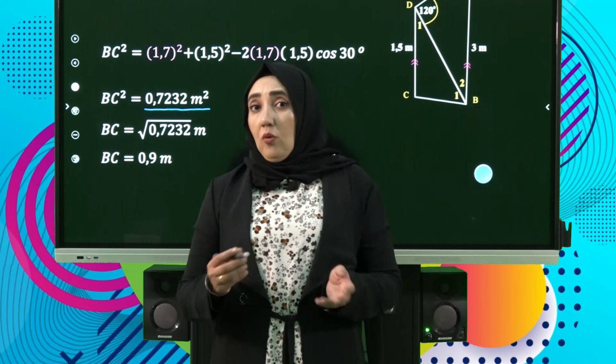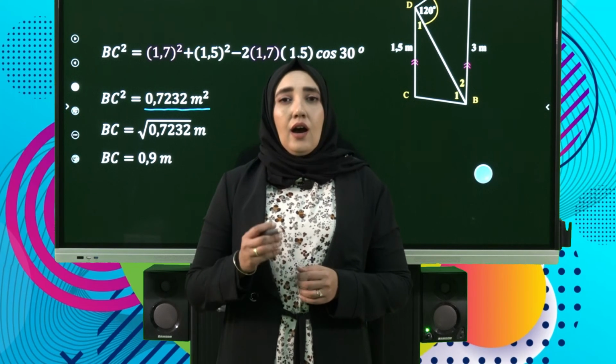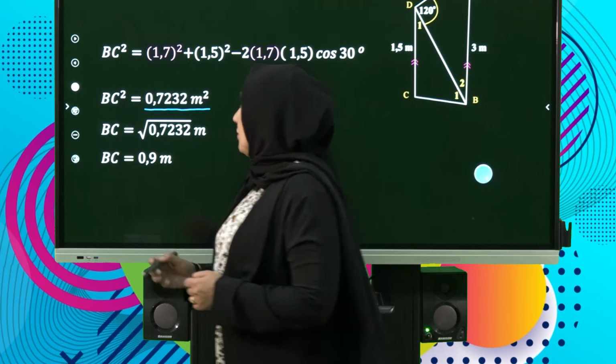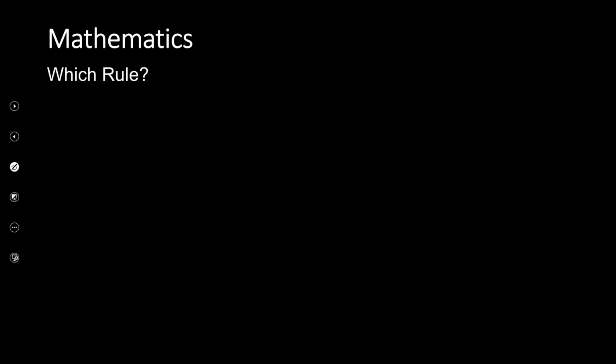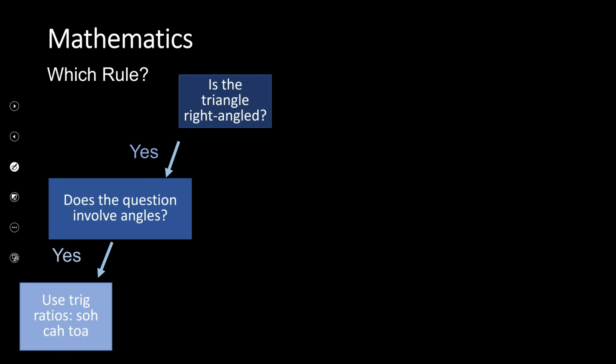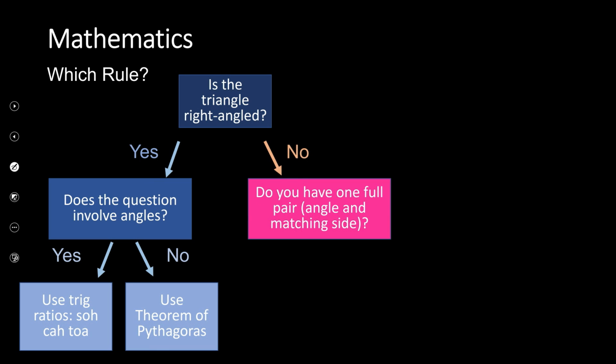So we're almost at the end of our session now. Let's quickly recap how we can decide which rule to use. Remember, when we're deciding which rule, we've got to decide if it's right angled. If it is right angled and involves angles, then we've got to use our trig ratios. If it does not involve any angles, then we've got to use the theorem of Pythagoras.